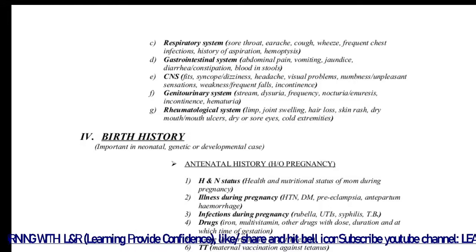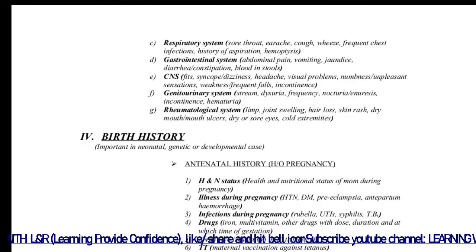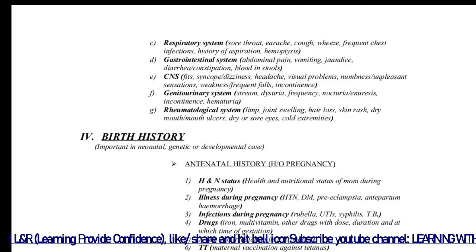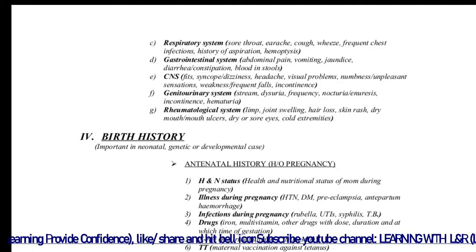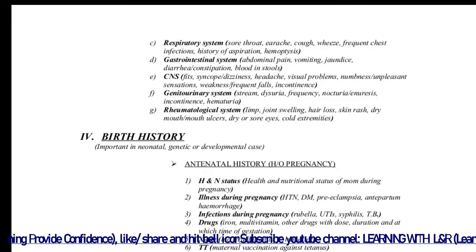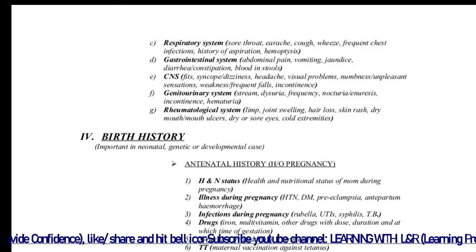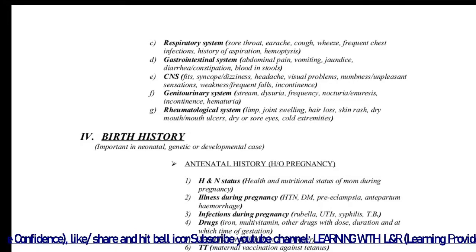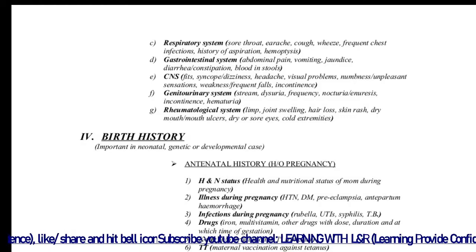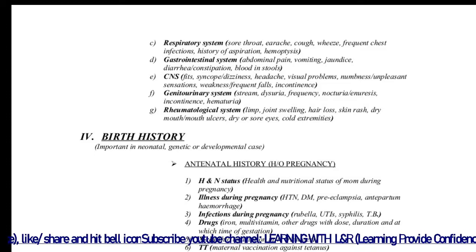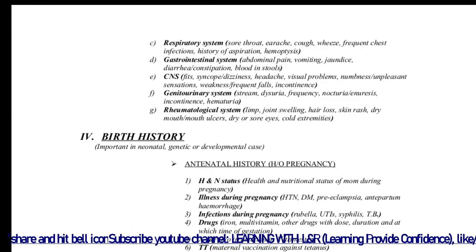Genitourinary system: stream, dysuria. Dysuria is painful or difficult urination. Then frequency, nocturia, the frequency of urination at night time. And enuresis, involuntary urination, particularly at night time. Then incontinence and hematuria, the presence of blood in the urine.